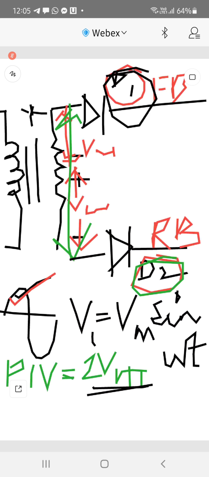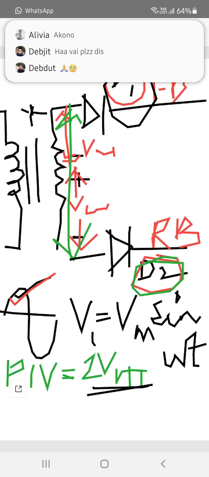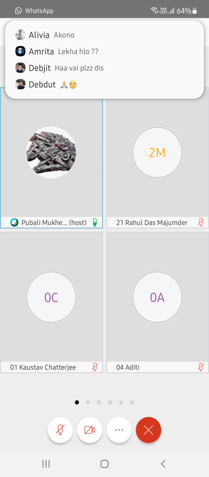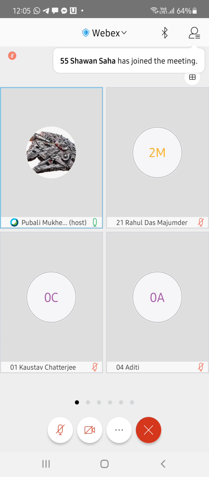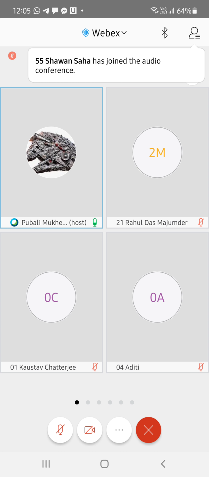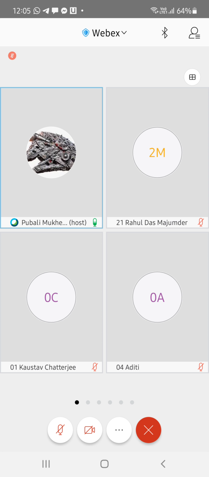we go back to the bridge rectifier. So in case of the bridge rectifier, do I need to draw the diagram, or do you understand? Let me draw it once quickly.